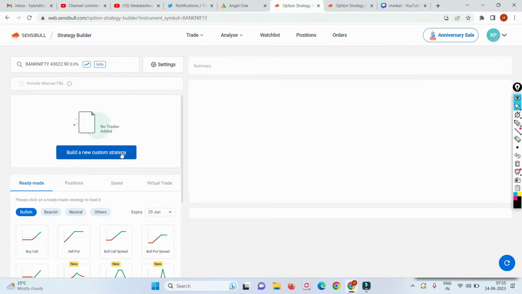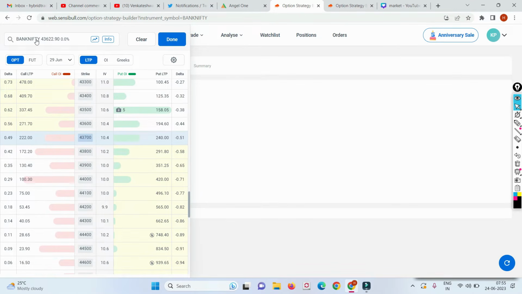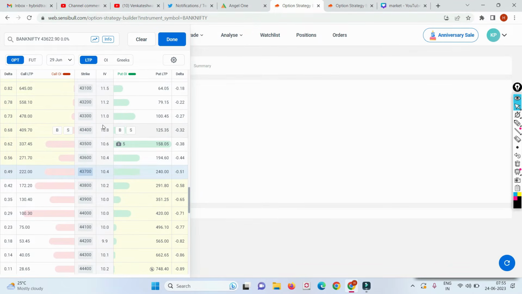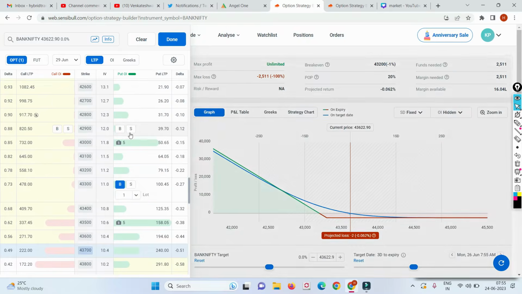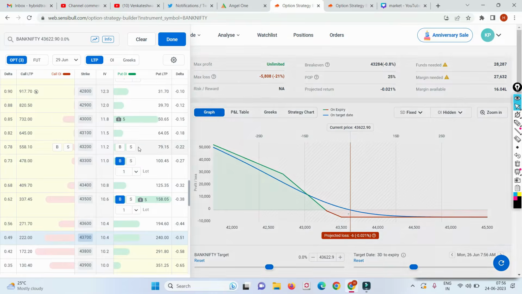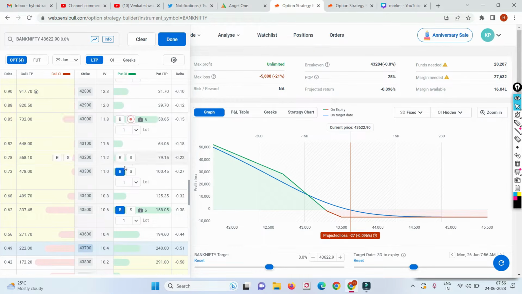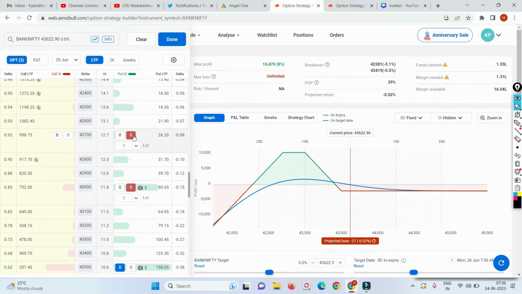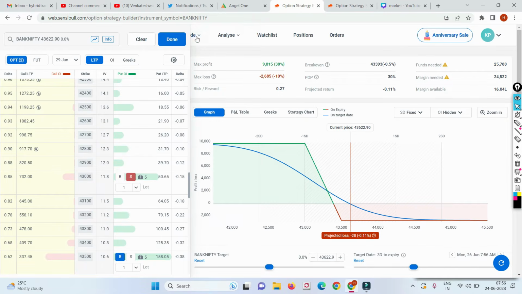What I'll try to do is deploy a debit spread. The market stands at 43,700. I'll take the round figures, I'll buy this, and then at a round figure I'll sell. This is my debit spread, guys. Sorry, my bad, I'll go for 43,500, and then sell 43,000. Okay, let me remove this. So this is your typical debit spread.